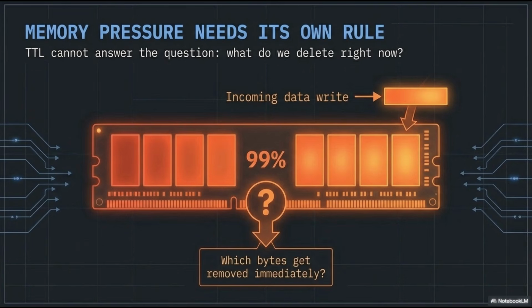But wait, doesn't TTL handle this? The data just expires, right? It frees up memory and everything balances out. That assumption right there is one of the most common causes of degraded cache performance. You must firmly separate the concept of freshness from the concept of capacity. Freshness versus capacity. Yeah.